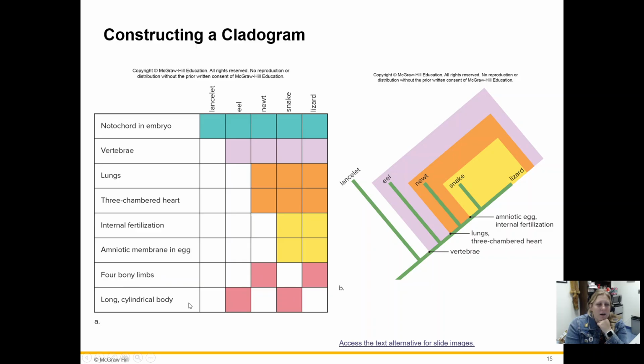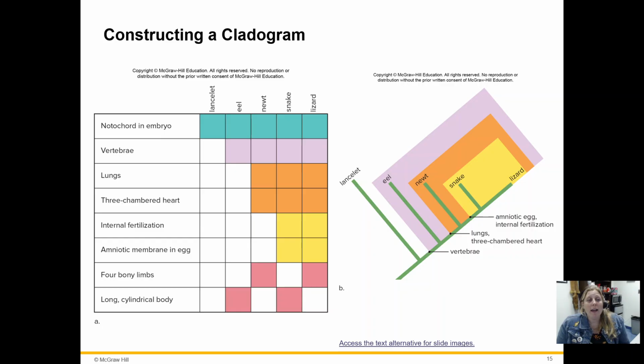So 4 bony limbs and a long cylindrical body are not going to be good traits to use in determining evolutionary relationships. And this is because we're looking again at those homologous traits, things they share in common because of a common ancestor, or analogous traits like having 4 bony limbs, right? That's kind of analogous. Now, we know snakes have vestigial limbs, and so we could argue that they have 4 bony limbs, but that can get a little confusing then. It's easier to lose a trait than it is to gain a trait. And so we're not generally looking at lost traits or vestigial traits here. We're looking at things that are still common and able to be shared.